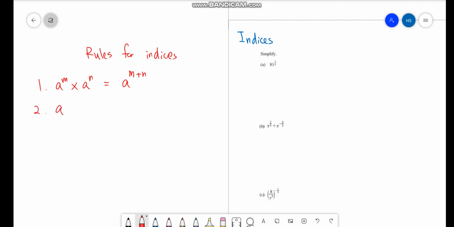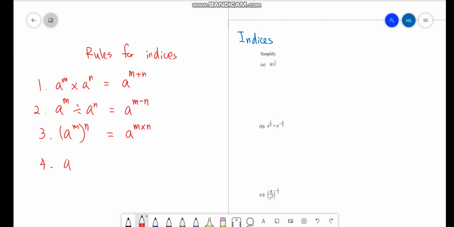Let's say they give you a power m divided by a power n. Same thing, the base numbers are the same, so you just write a, and then divide, the power becomes minus, so m minus n. If I give you a power m, bracket, power n, this will become multiply, so you have a power m times n.